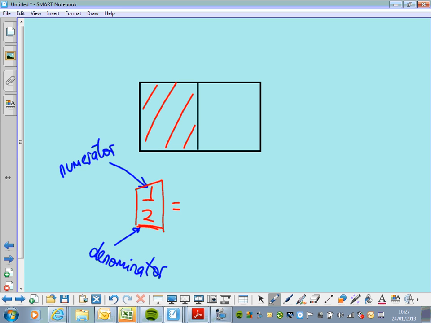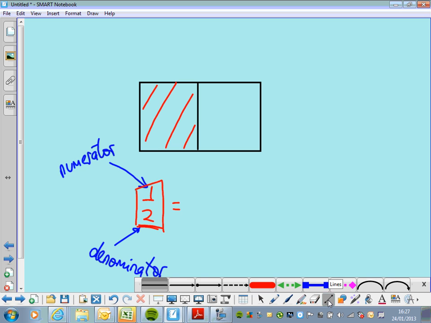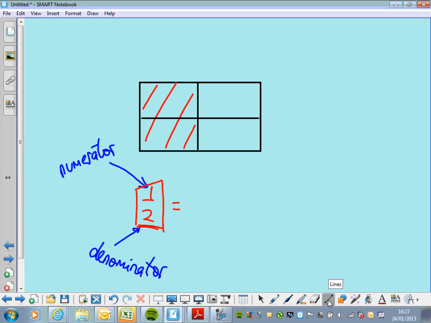Okay, now here's what happens if I draw another line to cut it in half again. I've now cut it into 4 equal pieces. Each of those pieces is one what? That's right, they're all quarters, aren't they? 1, 2, 3, 4. I've still got the shading there. How many of the quarters are shaded? Answer, 2 quarters are shaded.